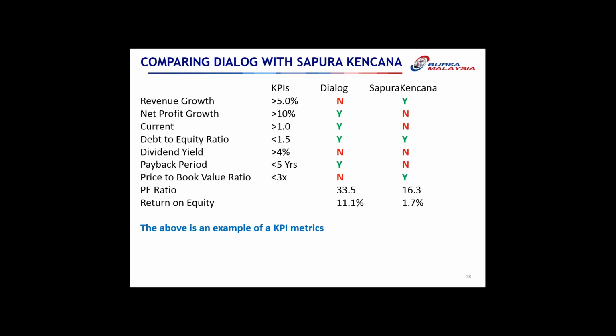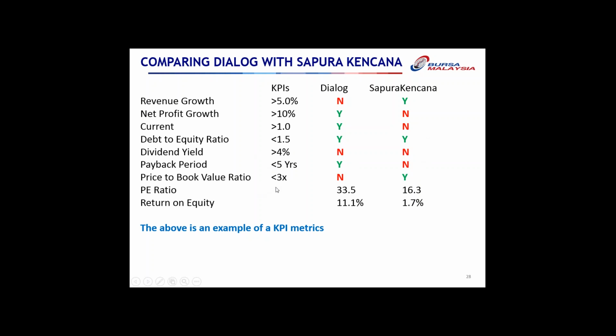debt to equity ratio. But in this case, both companies do not meet the dividend yield criteria. Payback period, now Dialog can pay back in less than 5 years, but Sapura Kencana is not able to do so. So from here, you require more than 5 years, and therefore will increase the risk somewhat.